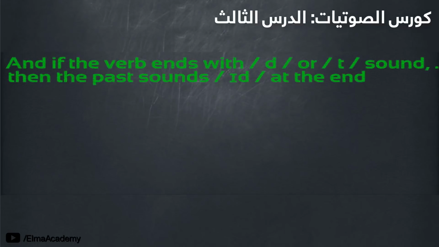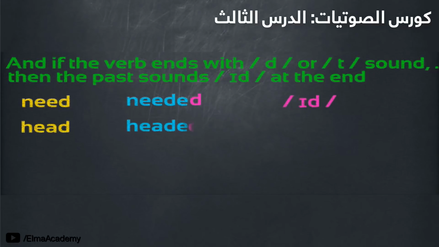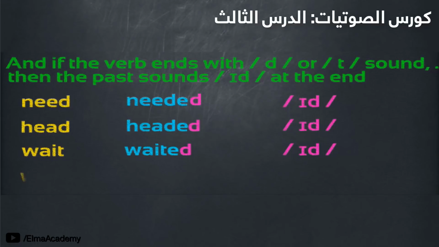And if the verb ends with a d or t sound, then the past sounds like id at the end. Some examples: need, needed, head, headed, wait, waited, want, wanted.